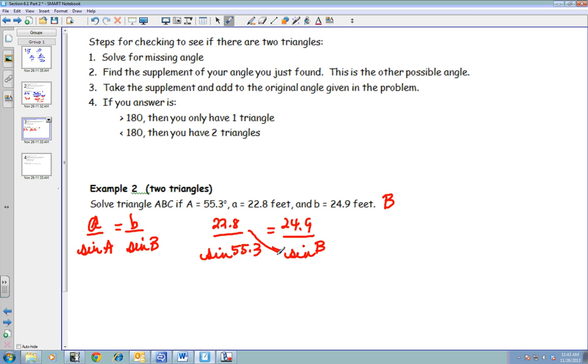Now we're going to cross multiply. 22.8 times the sine of angle B equals 24.9 times the sine of 55.3. I'm solving for sine B, so I'm going to divide by 22.8.